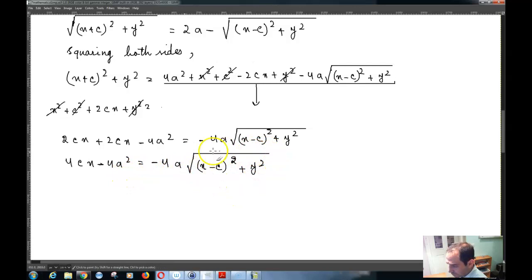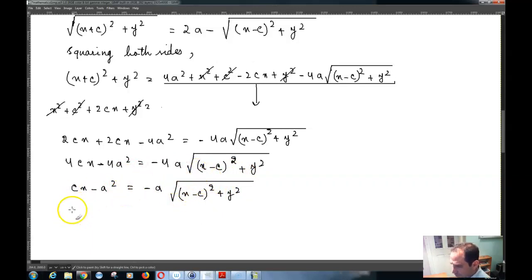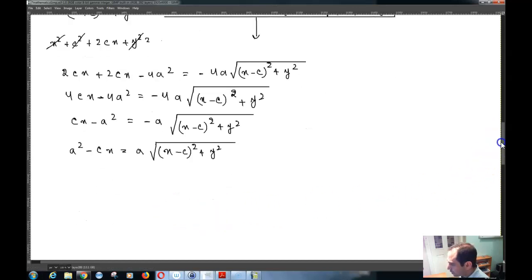And if you divide by 4, you will get cx minus a squared is equal to negative a times the square root of x minus c whole squared plus y squared. And so if you multiply by negative 1, you would get a squared minus cx is equal to a times the square root of x minus c whole squared plus y squared. And if you divide by a, you would get a minus c by a times x is equal to the square root of x minus c whole squared plus y squared.